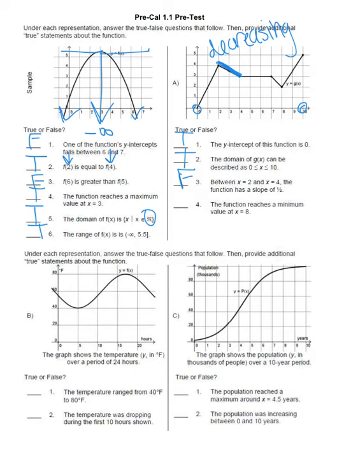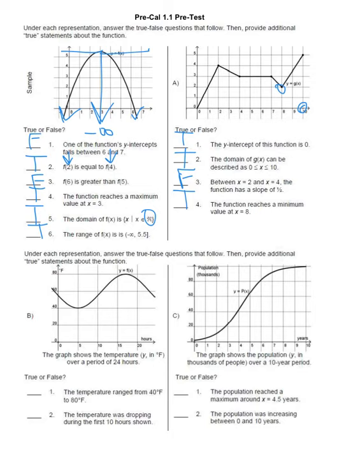Okay, and then question number 4. The function reaches a minimum value at x equals 8. So if I'm looking at this graph, I can see that this graph decreases at x equals 8, and it does look like a minimum value, so that would be true.